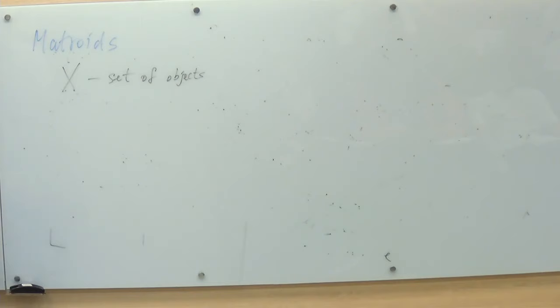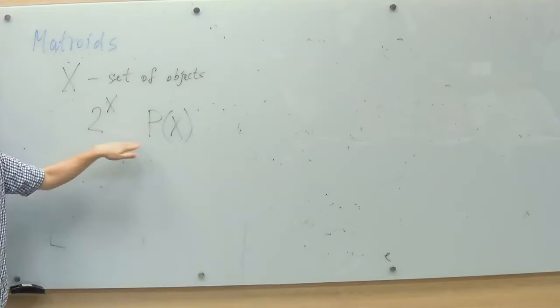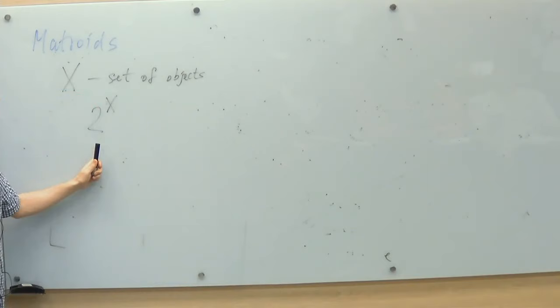It is denoted differently in different sources. How would you like me to denote it? 2 to the power of X or P of X? What is used for the power set in Latin America, gentlemen? This or this? This? Okay.